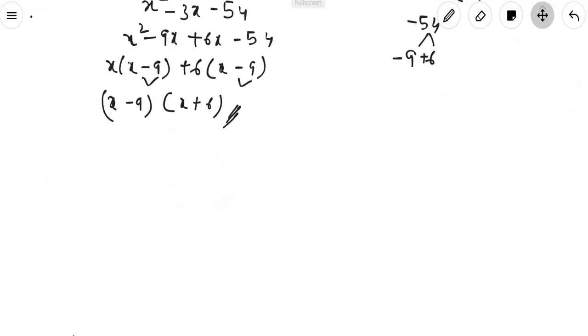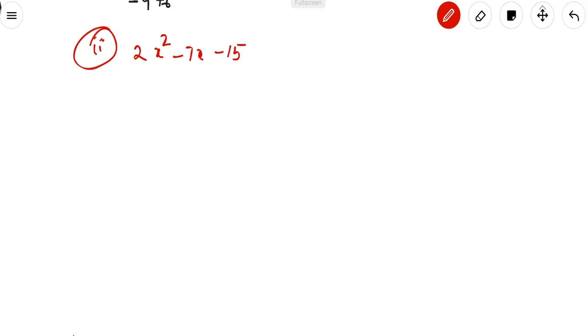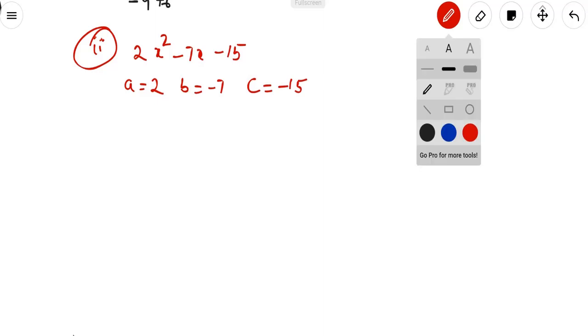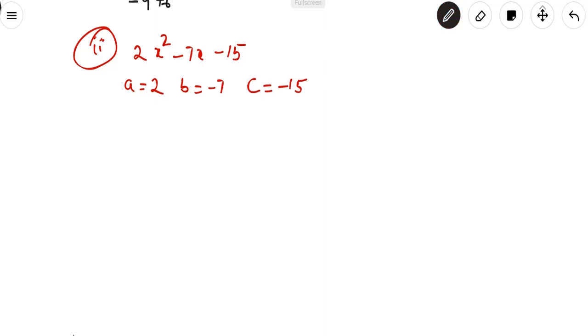Okay, so next is problem number 2. Problem number 2 is given as factorizable or not. So what is given? A is given as 2. B is given as minus 7. C is given as minus 15. So we'll use this formula now. D is equal to B square minus 4AC. So B square means minus 7 whole square, minus 4 into 2 into minus 15.